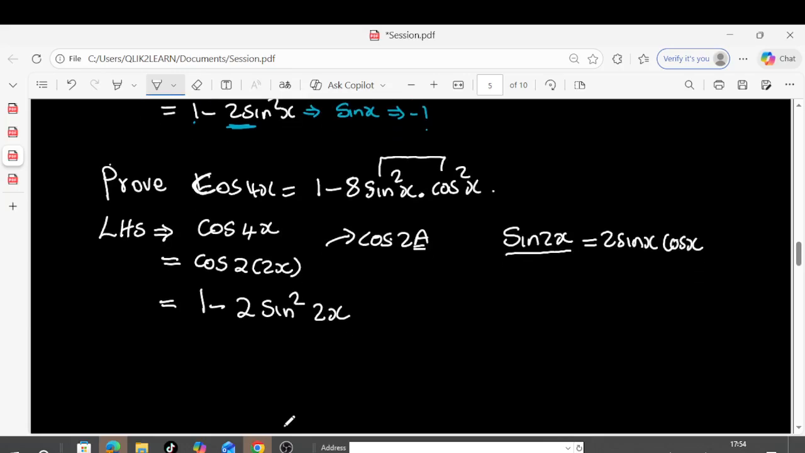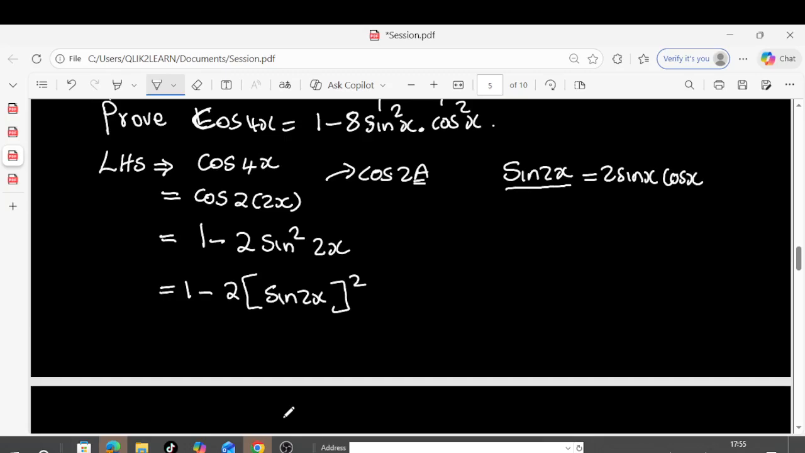Remember, the aim now is to create the sine 2x. How can we create the sine 2x? We need to take the square out. This will be 1 minus 2, open the bracket, write this as the sine 2x, and then the square, I'm just going to take it out. So now I'm happy because I have that sine 2x. Remember, what is the sine 2x equal to? It is 2 sine x cos x.